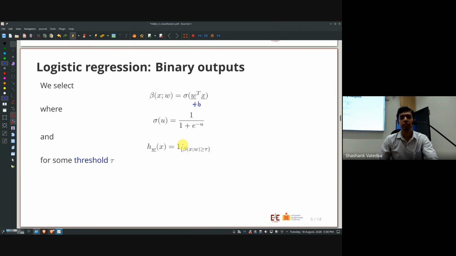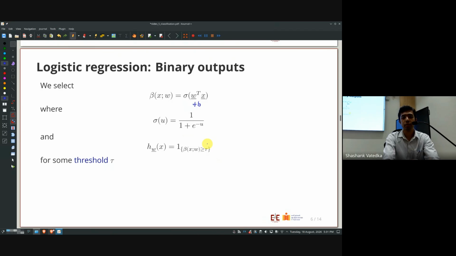Now, choosing either 0 or 1, depending on whether P(0 given x) is higher or P(1 given x) is higher, just amounts to the indicator of beta(x) greater than or equal to half. Right? That's what you would do. But here I'm deliberately choosing a threshold tau which could potentially be different from half. Okay, and we'll see in the next class why I may want to choose a tau which is different from a half.